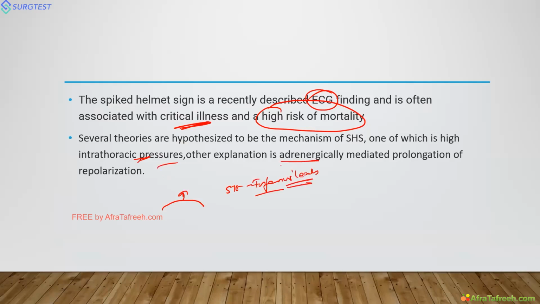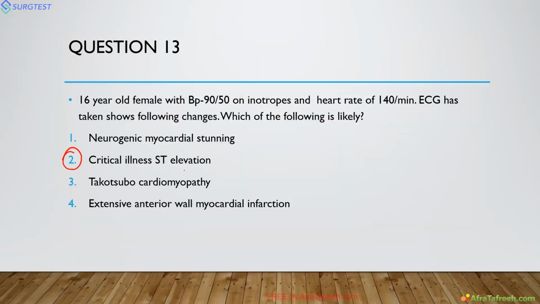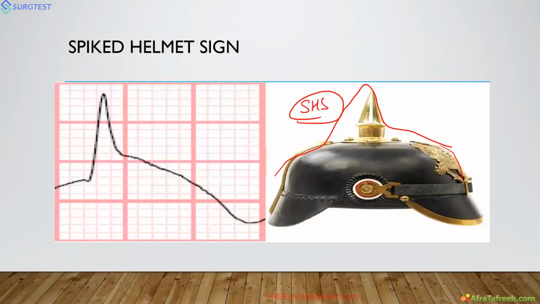Another explanation is adrenergically mediated prolongation of repolarization. Whenever the patient is in septic shock or has a perforation, there is increased sympathetic activity, which will prolong repolarization. So this is a very important initial MCQ. The answer is critical illness ST elevation.